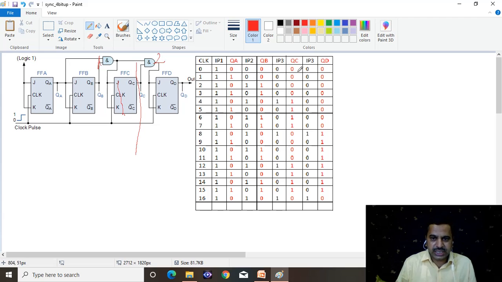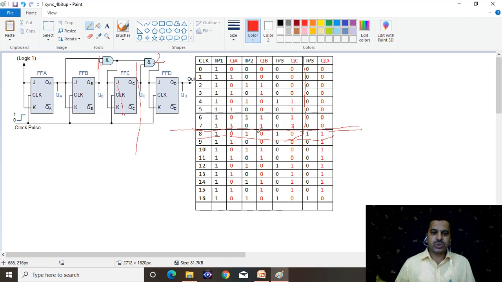Up to this level, up to clock number 8, it remains the same. That means the 3-bit counter counts from 0 0 0 up to clock 7, that is 1 1 1, and the function remains the same here.